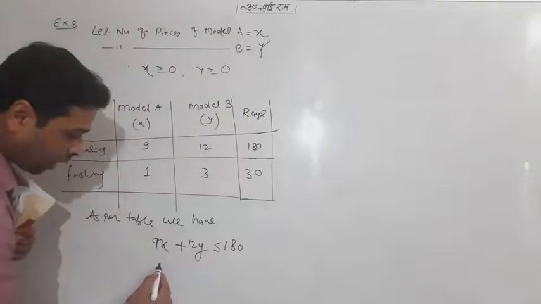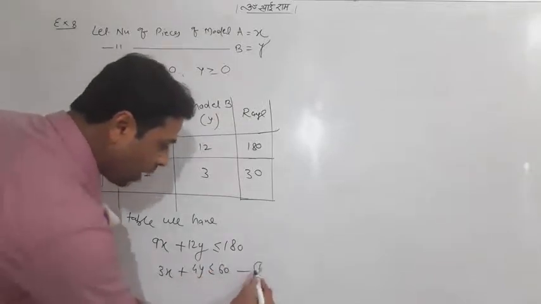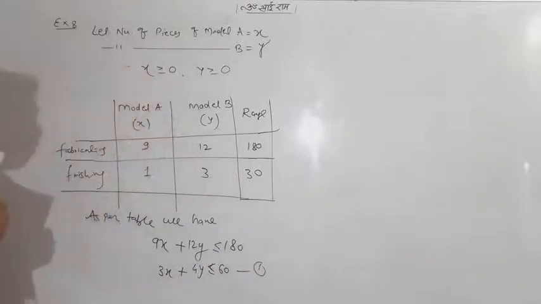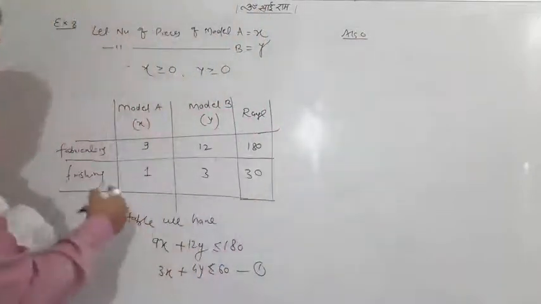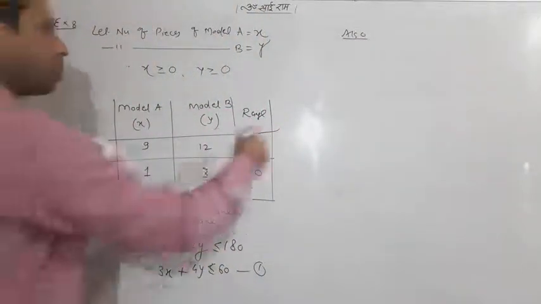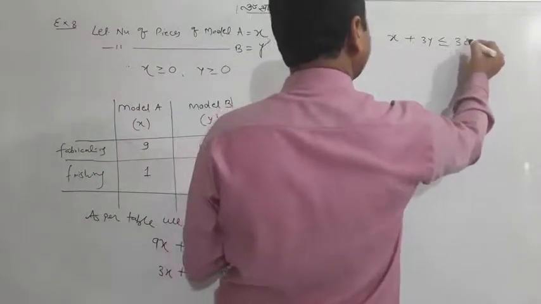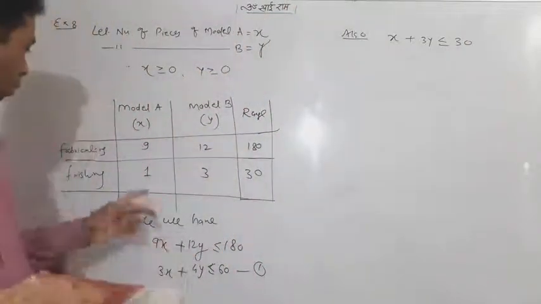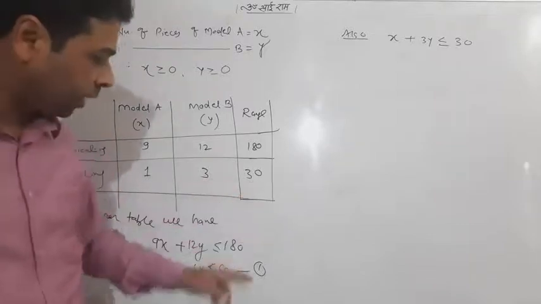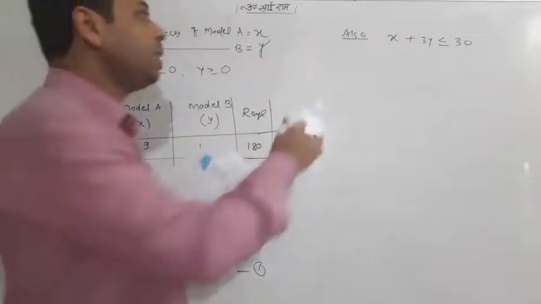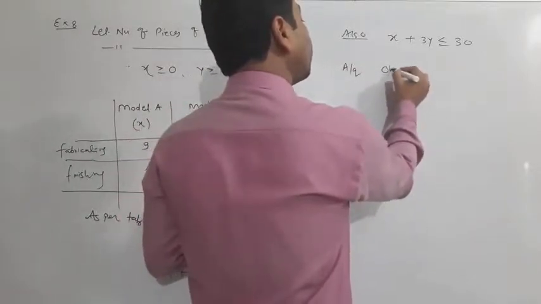So we can divide by 3: 3 threes are 9, 3 fours are 12, and 3 sixes are 18, so we have formed this simple inequality. Now second, similarly, for finishing hours we have 1x plus 3y less than or equal to 30. For fabricating we have 180 hours available, for finishing we have 30 hours available. So we can make these two inequalities. And lastly, according to the question, the objective function is.